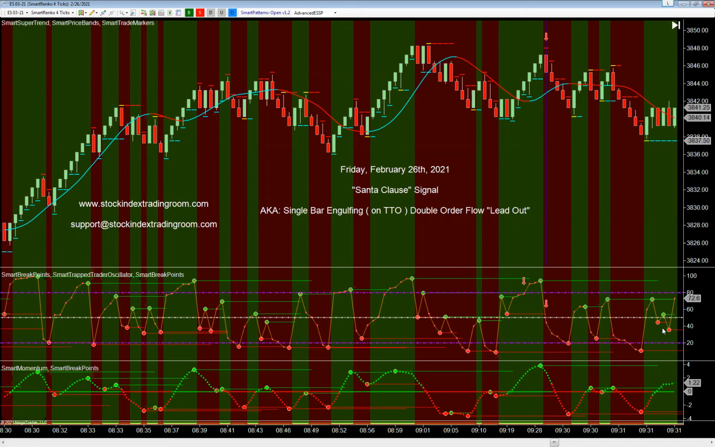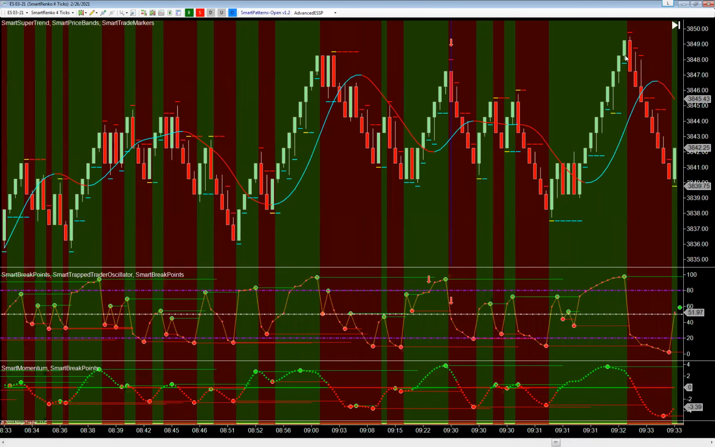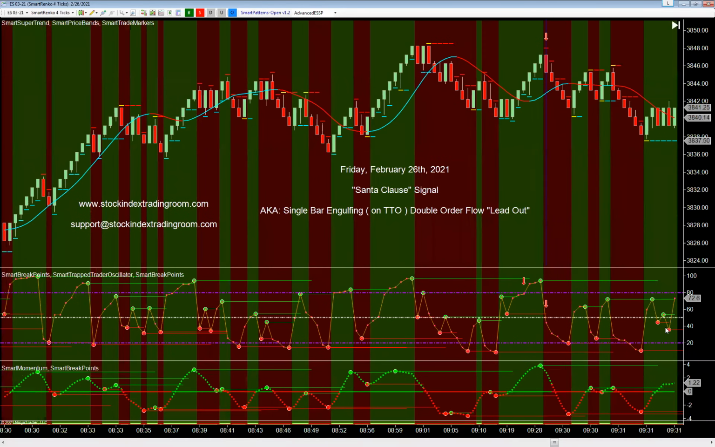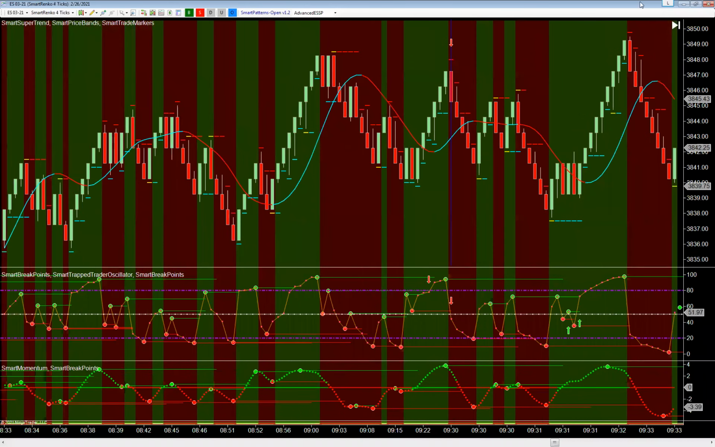But that's the signal. So here I'm going to focus on this for effect. We love this little coiling action here, and we get a double Trapped Trader Oscillator engulfing bar, double smart breakpoint lead out. Now, by the time I said that, it may be up here. So we say, here's a Santa Claus, noting that it goes through this red and this green at the same time. That's all there is to it. And of course, you can see that was a very nice entry, and this was a very nice entry.